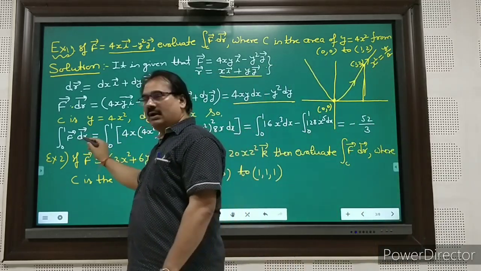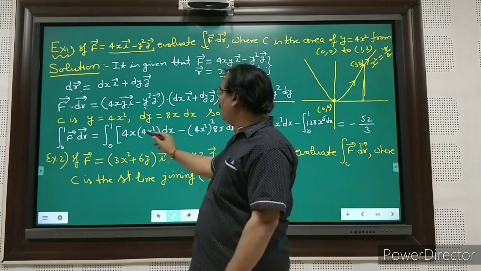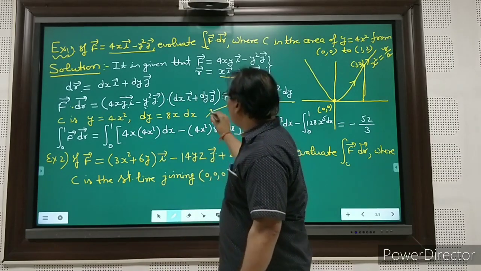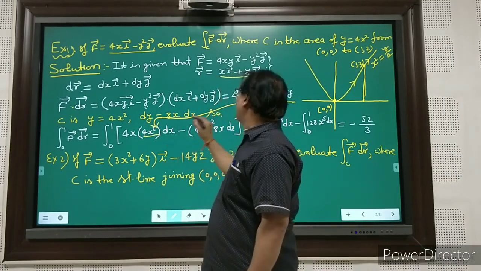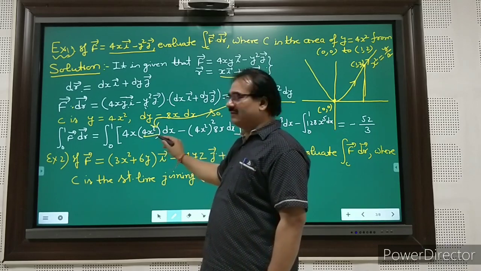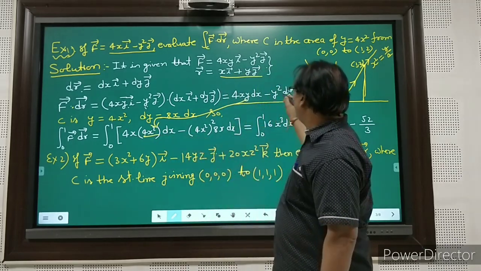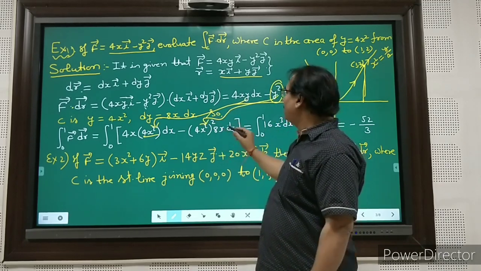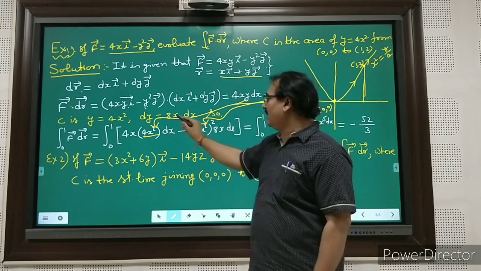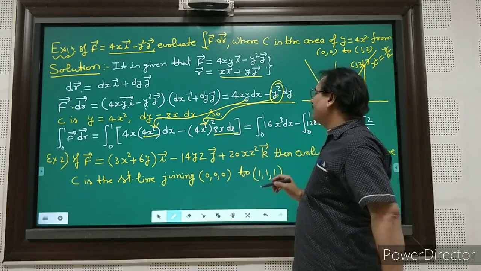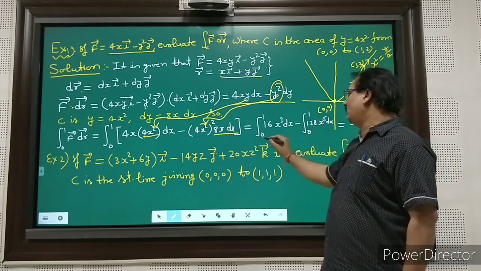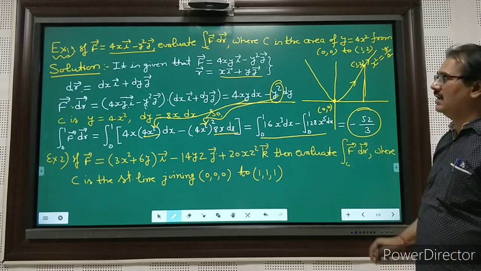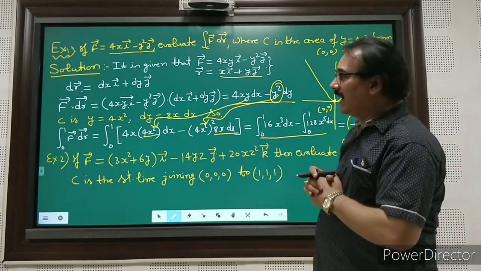So it means the integral from 0 to 1 of F dr is equal to the integral from 0 to 1 of 4xy, and you just replace the value of y. Look again at the 4xy. What is y? y is 4x squared. So 4x into 4x squared dx minus, again you look, y squared. So y squared means (4x squared) whole squared, and this dy is what? 8x dx. So on simplification you will be able to write this equation, and after evaluation you will get minus 52 by 3. So this was a type of problem of line integral.